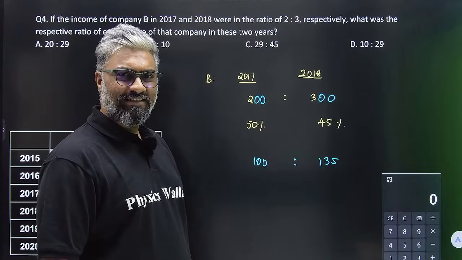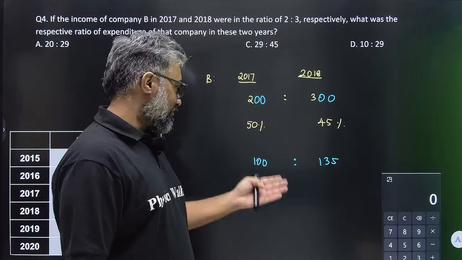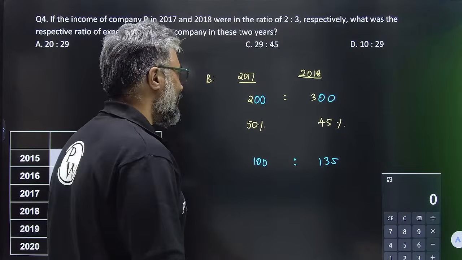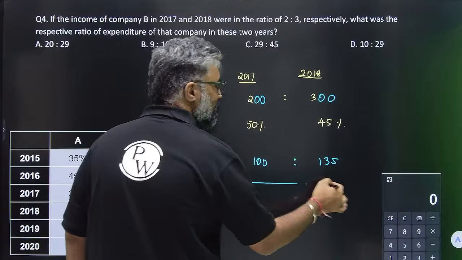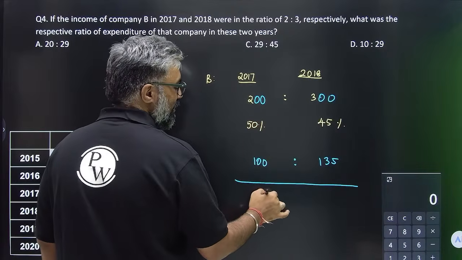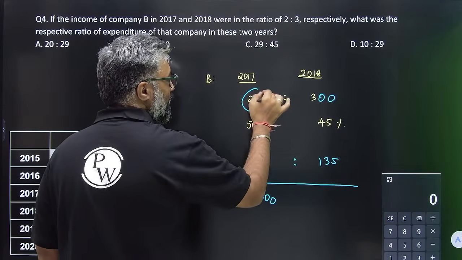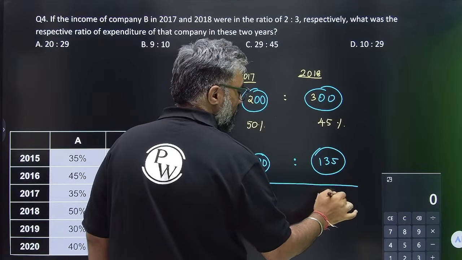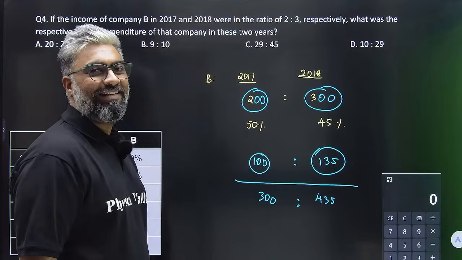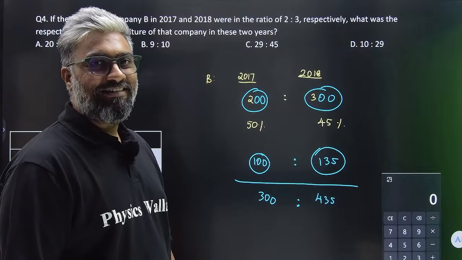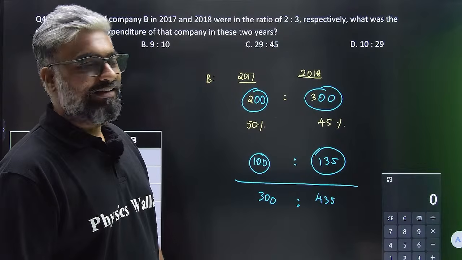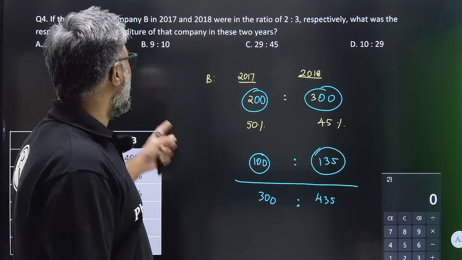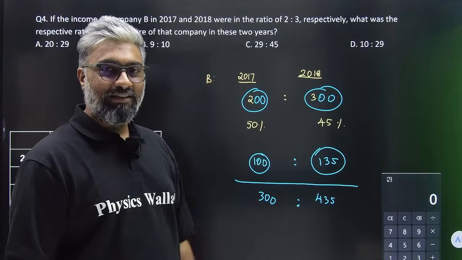Is this correct? Again, this is just profit, sir. How can they be correct? We have to add this up. So add this up. This is 300. This is 435. Is this correct? Still not correct. Why is this still not correct, guys? Anybody?